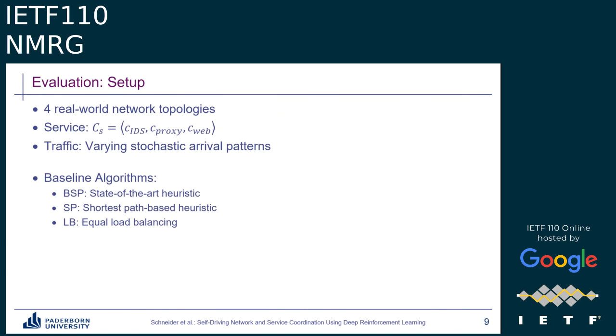So we evaluated this approach on 4 real-world network topologies, on varying stochastic traffic patterns, and also on real-world traffic traces, and compared it against 3 algorithms. All the results are in the paper, but here, for time reasons, I just want to show one quite representative result on the next slide, please.